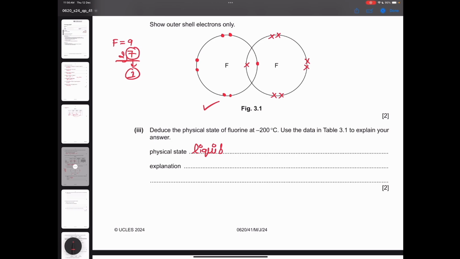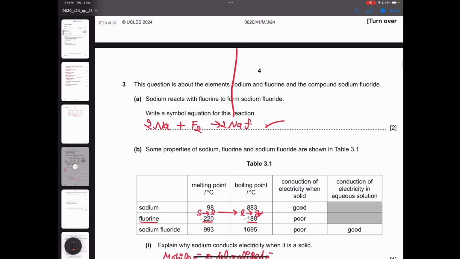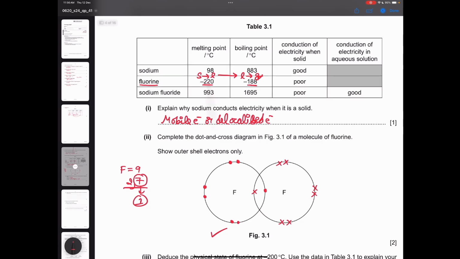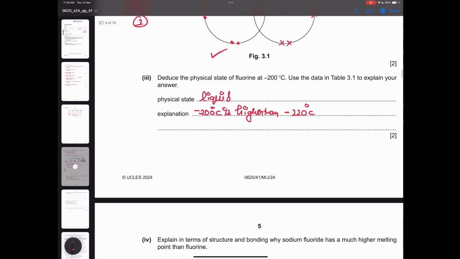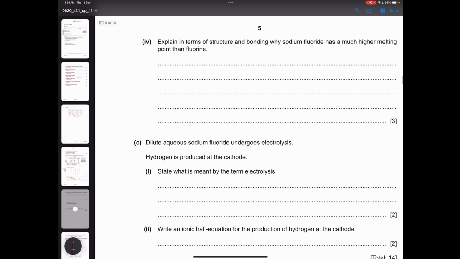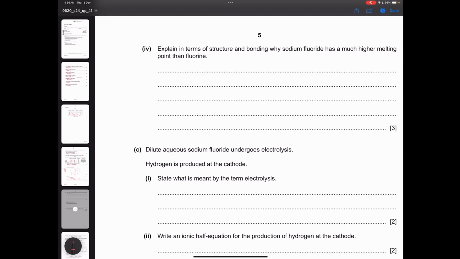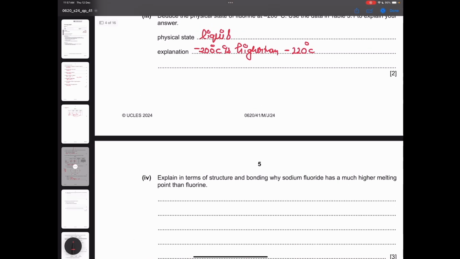So just mention liquid, all right? And for the explanation, you can simply say that negative 200 degrees Celsius is higher than negative 220 degrees Celsius. And what is negative 220 degrees Celsius? It is the melting point. So it must be a liquid then, all right? And then you can also mention that negative 200 degrees Celsius is between the melting point and boiling point, so it must be a liquid. All right.